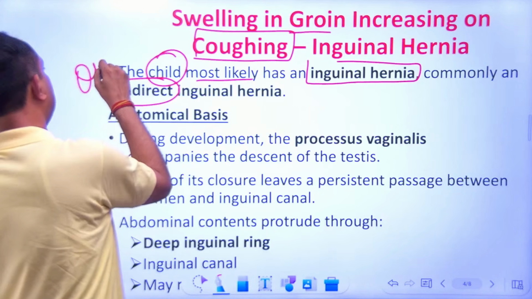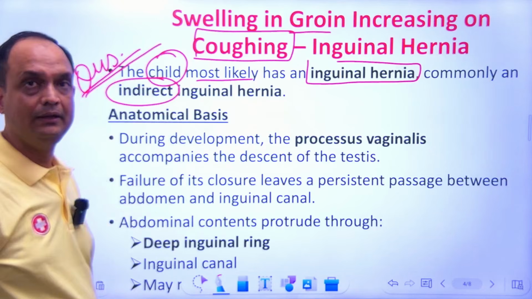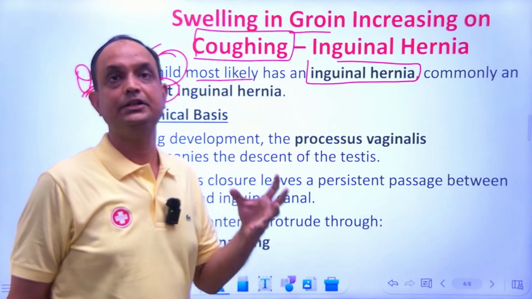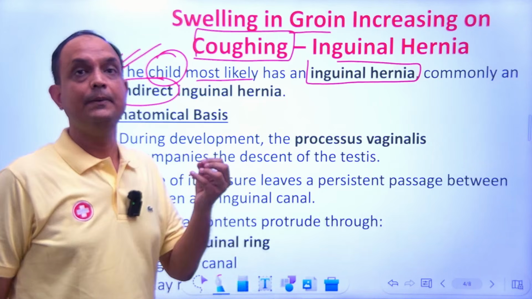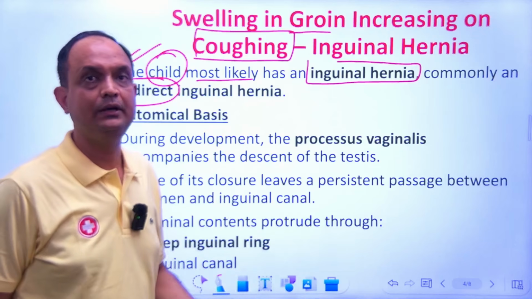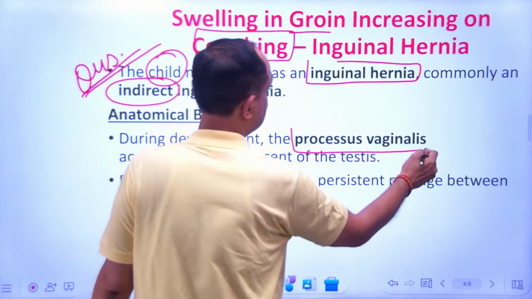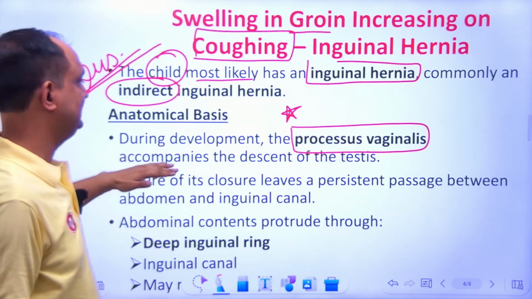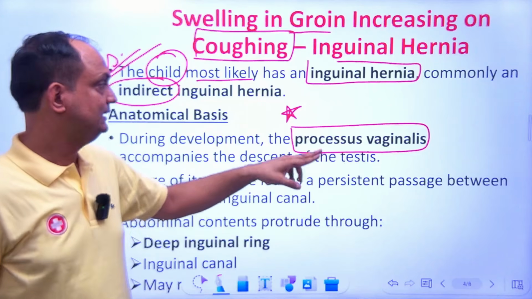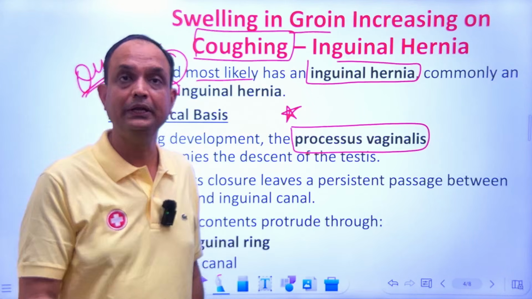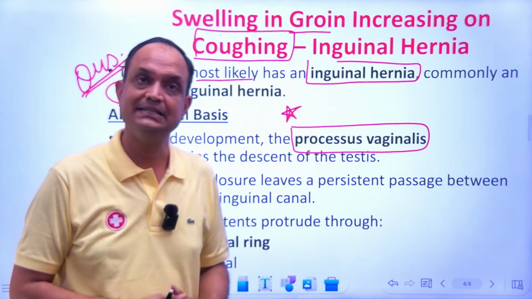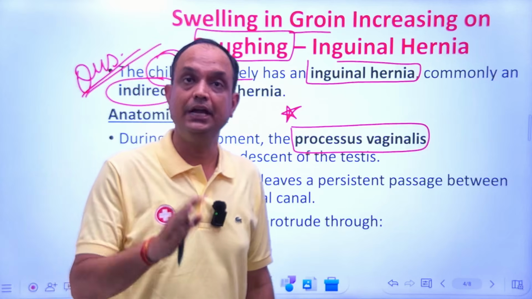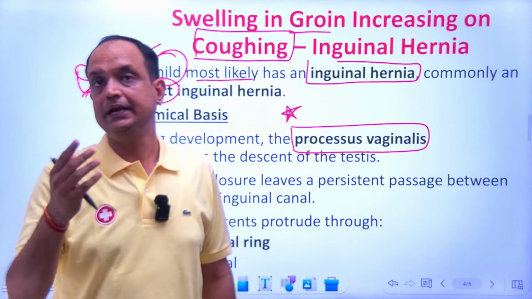Now this is the important thing which you have to write down in bold letters. Now what is the anatomical basis of inguinal hernia in a child? You have to write down one important embryological component that is known as the processus vaginalis. During development, the processus vaginalis accompanies the descent of the testes. You all know that the lower part of the processus vaginalis forms the tunica vaginalis, and the remaining part disappears. But if this processus vaginalis persists in the child, that will lead to an indirect inguinal hernia.